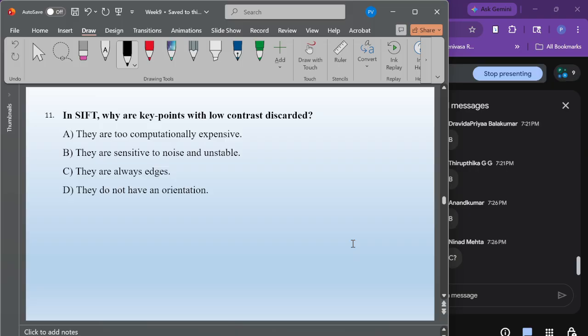So now next question: in SIFT, why are key points with low contrast discarded? Option A, they are too computationally expensive. Option B, they are sensitive to noise and unstable. Option C, they are always edges. Or option D, they don't have an orientation. Which option can be a correct one? So in SIFT, why are key points with low contrast discarded?